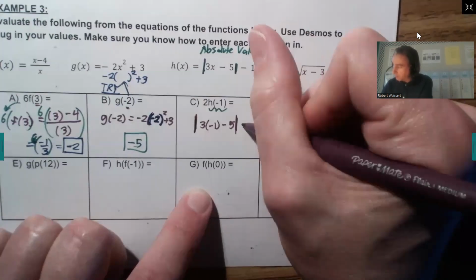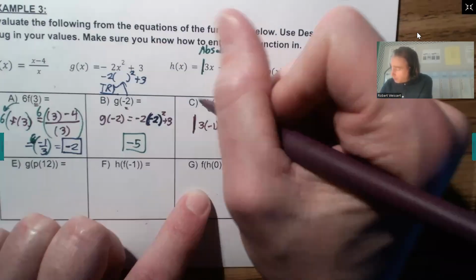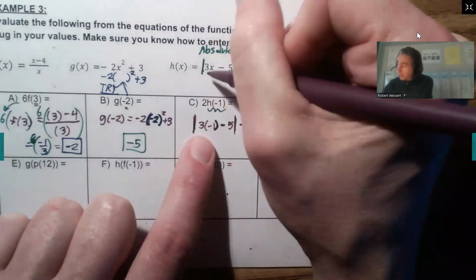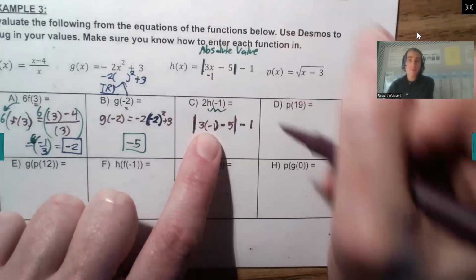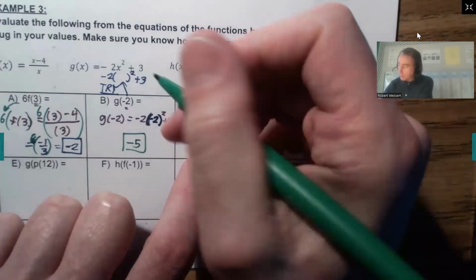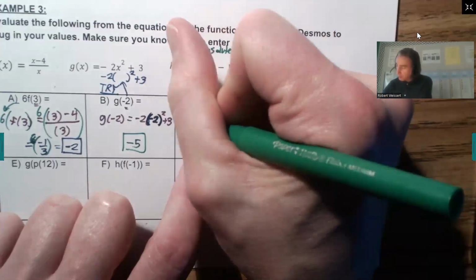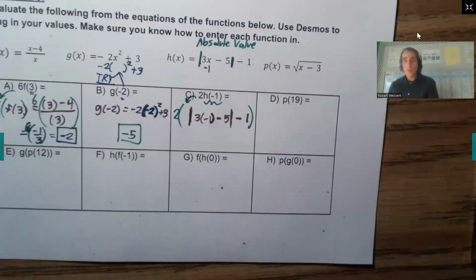Let me make those stand out a little bit more. And then you're going to have -1 at the end. So the -1 is going to get plugged in for the x. That's what this is right here. And we want to evaluate all of this. And then at the very end, we're going to take that 2 and multiply it by the entire expression. That's what we're doing in this problem.